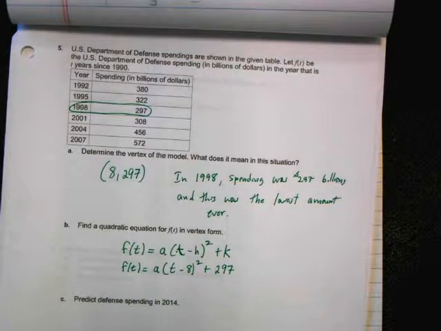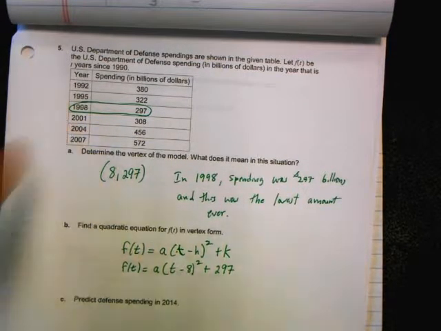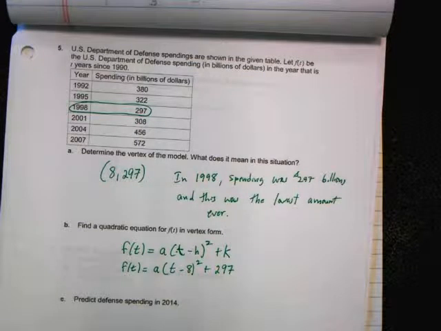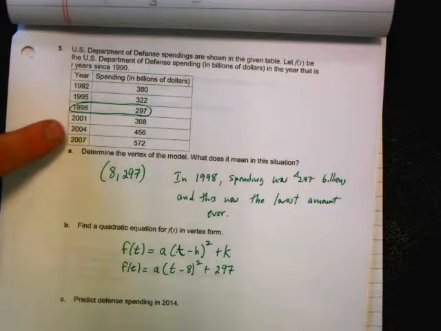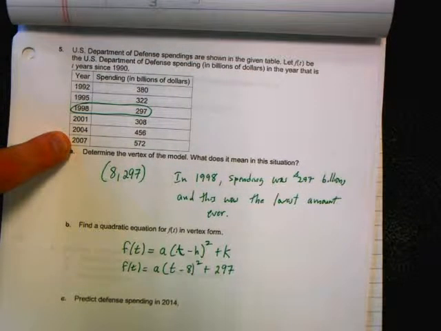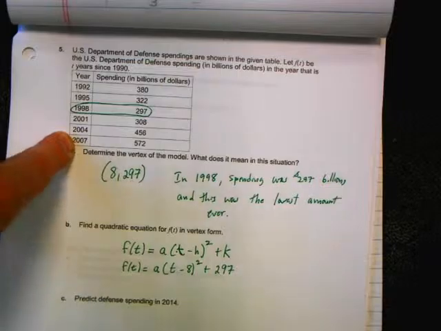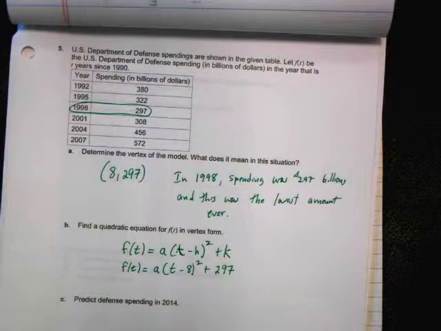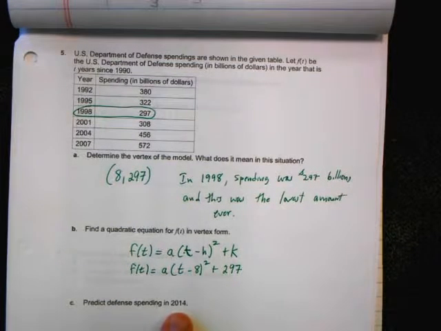How do we find the a number? Go ahead. You can plug in another point. You pick one of the other points, any one of them, it doesn't matter which one, and you plug it in. Now it does make somewhat of a difference. Depending on which point you pick, you will get a different a number. So if I use the 1992 380, I'll get one a number. If I use the 2007 572, I'll get a different a number. But they should be fairly close to each other. Now looking ahead, I see that it wants me to predict defense spending in 2014. Since it wants me to predict defense spending in 2014, I'm going to use the data point closest to 2014 because that will give me the most accurate answer.